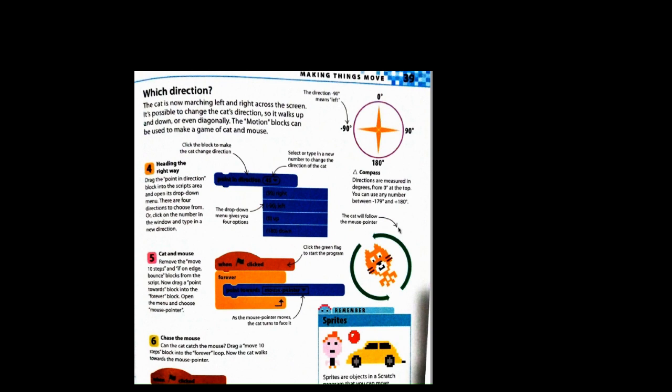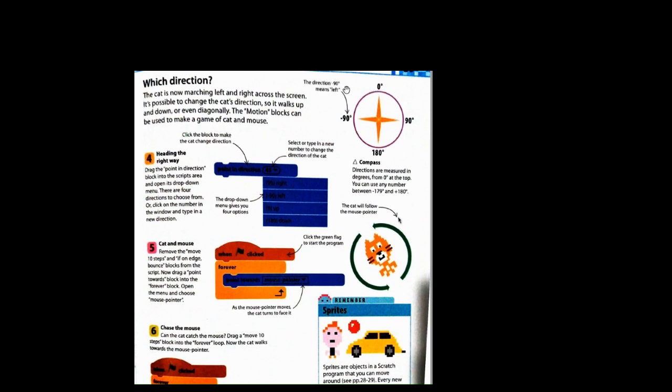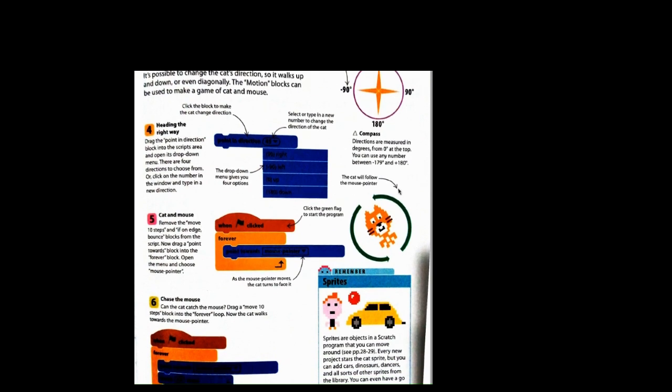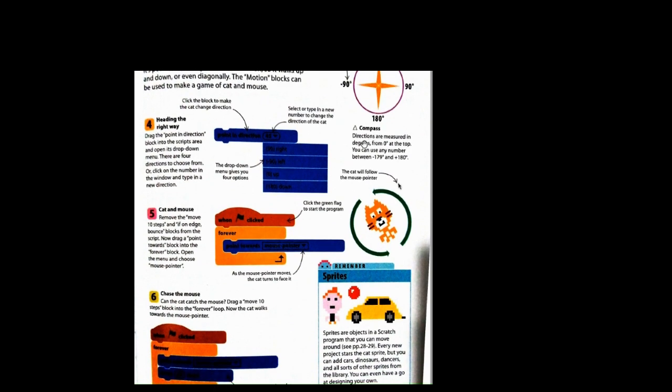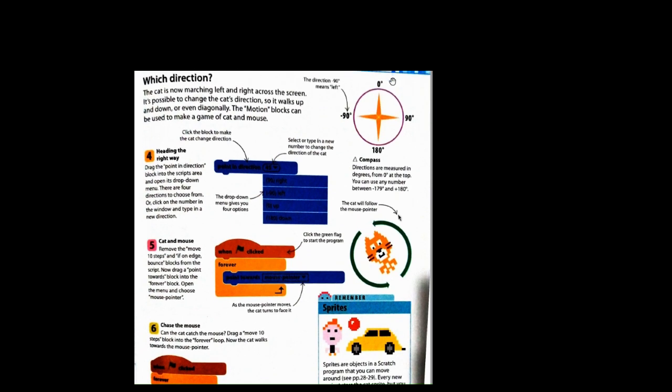It's possible to change the cat's direction so it walks up and down or even diagonally. The motion blocks can be used to make a game of cat and mouse. The direction -90 means left. The compass. Directions are measured in degrees from 0 at the top. You can use any number between -179 and +180.